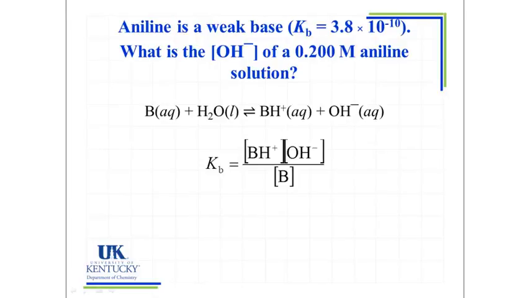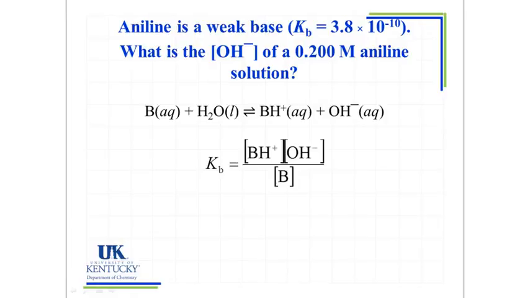Let's look at an example of how we use this. Aniline is a weak base. The Kb value is given as 3.8 times 10 to the minus 10th, and we're looking to find the hydroxide concentration of a 0.200 molar aniline solution. Now I'm not worried about what the specific formula is for aniline. I know it's an amine-based compound, but more importantly I know it's behaving as a weak base. So I'm going to use the abbreviation B to represent that weak base.